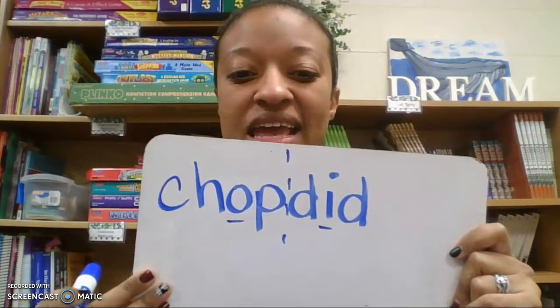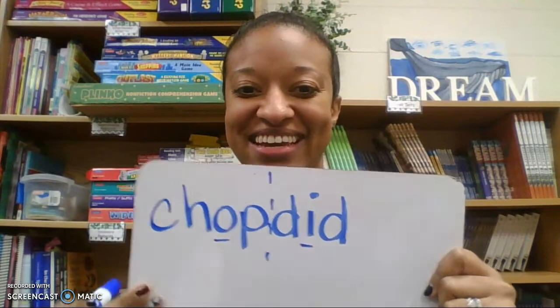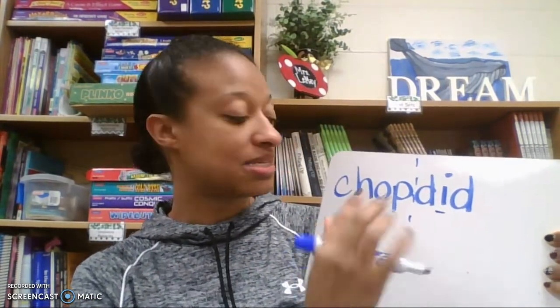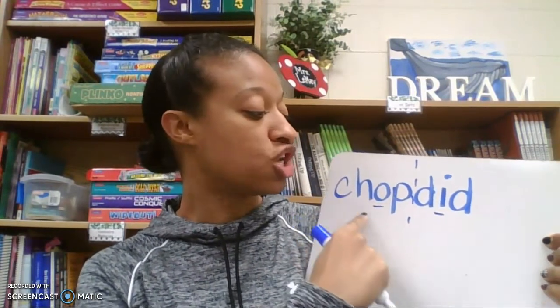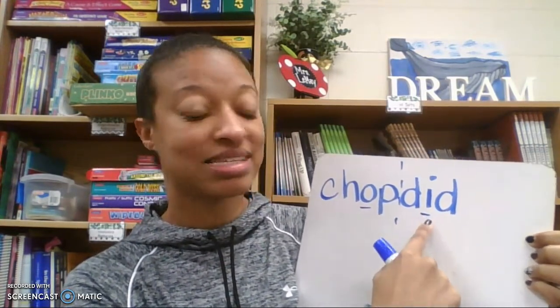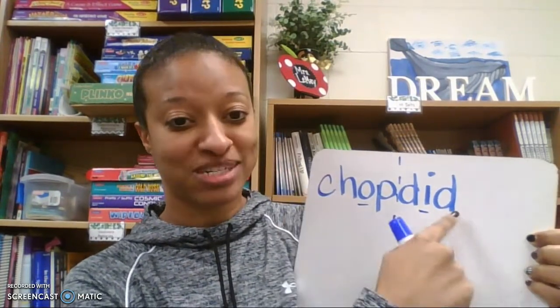Okay, should look something like this. And if I go too fast and you need to pause me, go ahead and pause me. Okay, let's look at our first syllable. It is closed. Sound of my vowel, ah, syllable, chop. Okay, let's look at my second syllable. It is closed. Sound of my vowel, i, syllable, did. Whole word, chop did. Chop did.